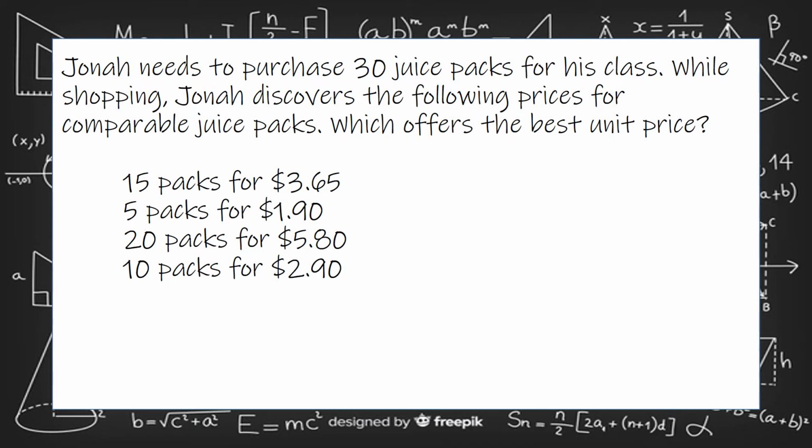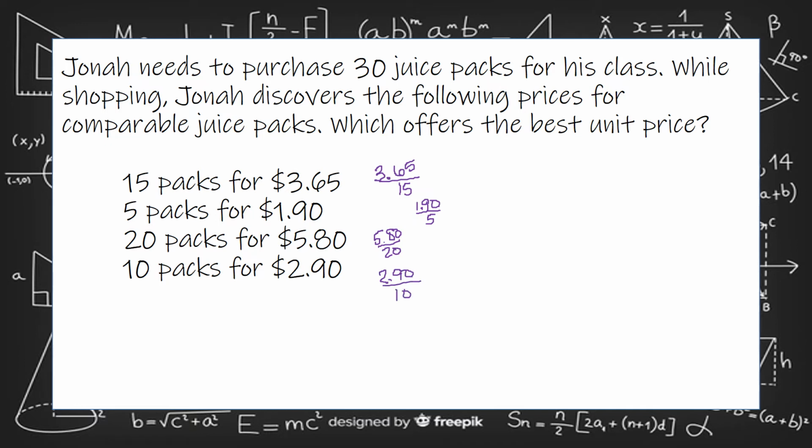Jonah needs to purchase 30 juice packs for his class. While shopping, Jonah discovers the following prices for the juice packs. Which offer represents the best unit price? So we're going to find the price per pack. We're going to say 3.65 divided by 15. On this next one, 1.90 divided by 5 packs. Then 5.80 divided by 20 packs. And the last one, 2.90 divided by 10 packs.